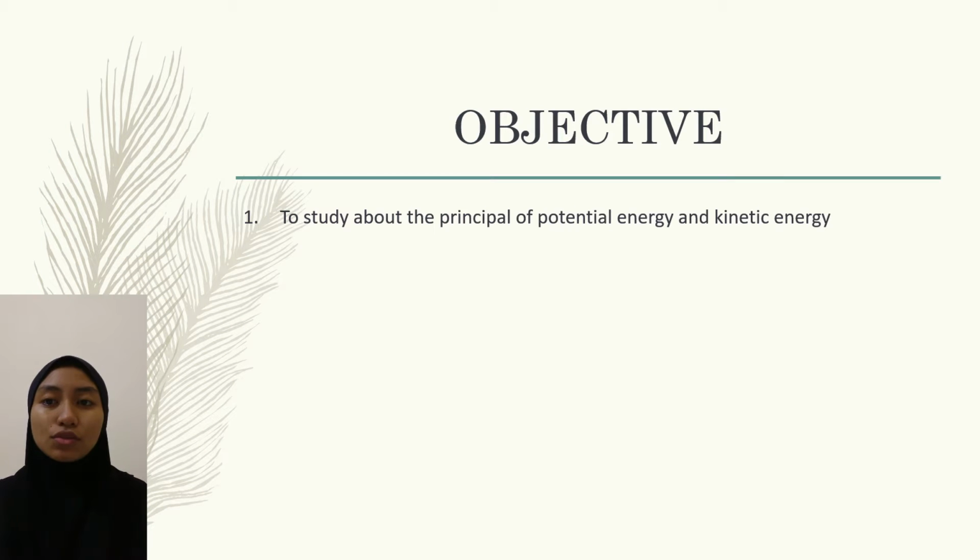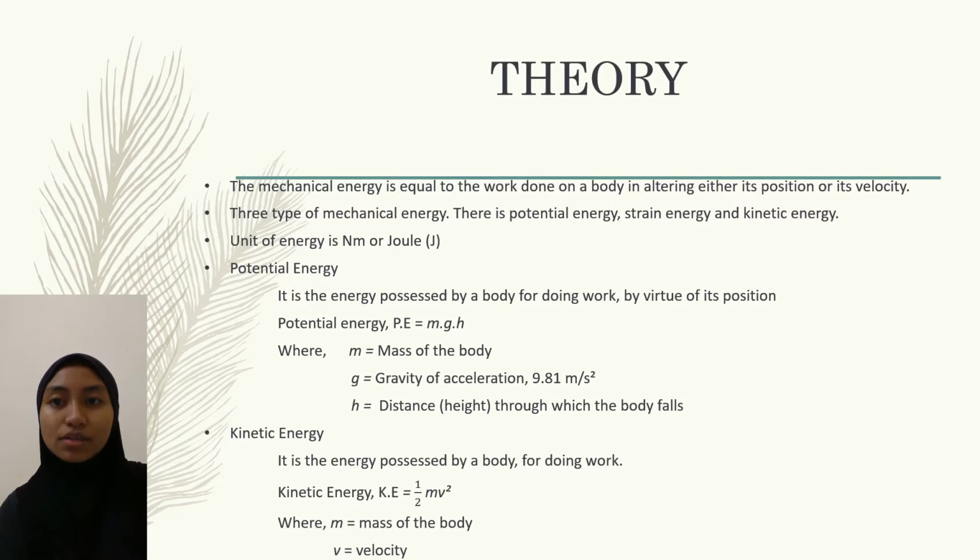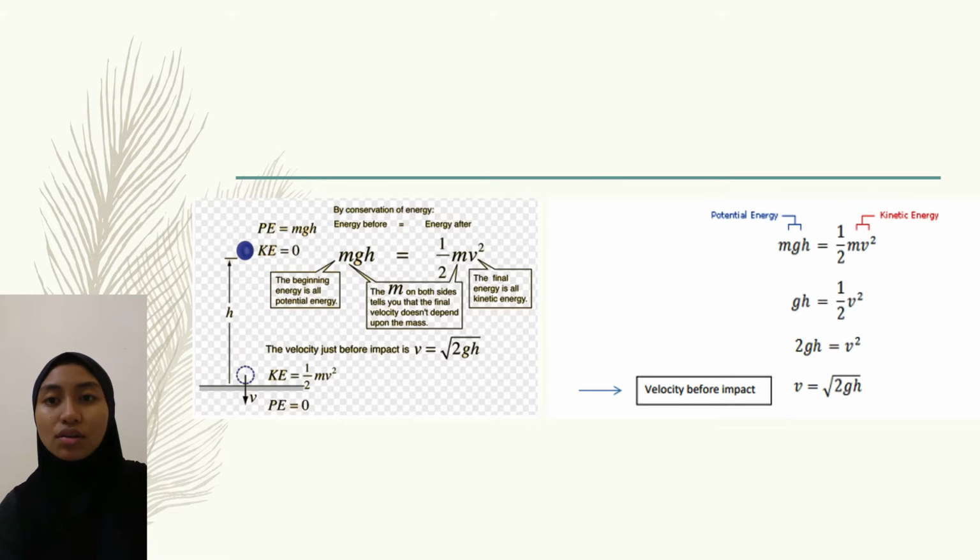Objective: to study the principle of potential energy and kinetic energy. Theory: mechanical energy is equal to the work done on a body in altering either its position or its velocity. There are three types of mechanical energy: potential energy, strain energy, and kinetic energy. The unit of energy is the newton meter or joule.